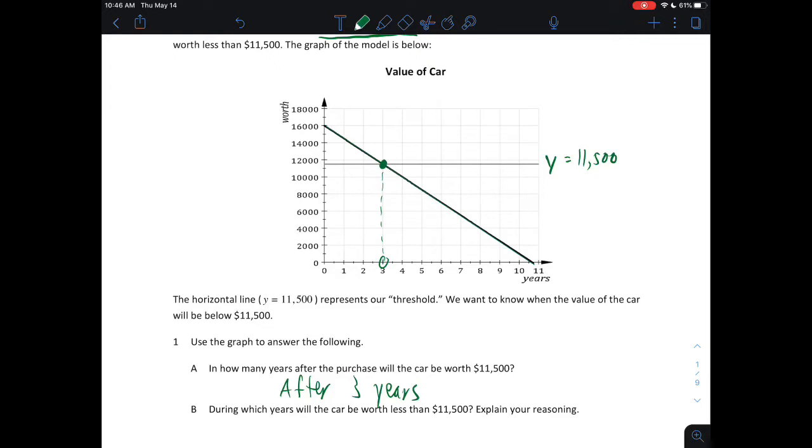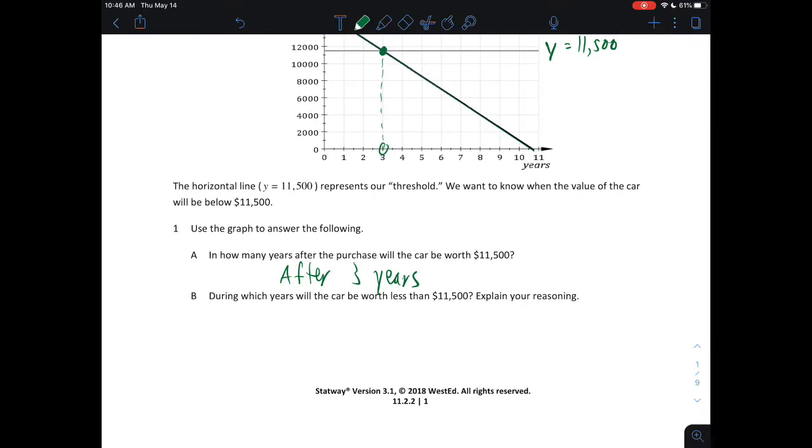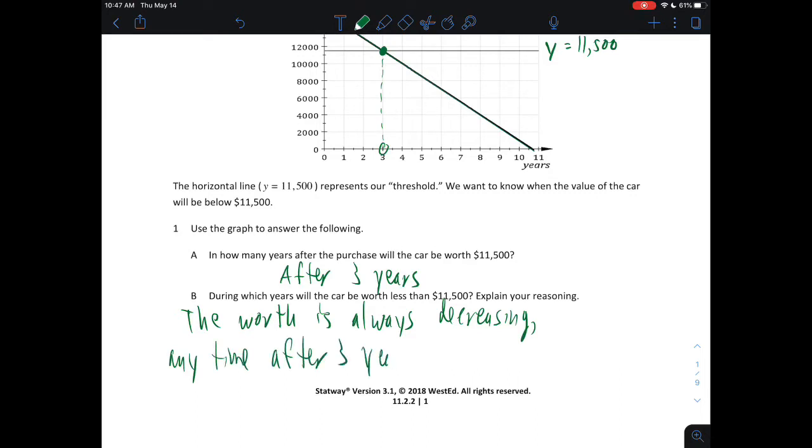We've seen how to do this before. We've used graphs to make estimations. We just did it again. Part B. During which years will the car be worth less than 11,500? Well, the moment that 3 years has passed, it's worth $11,500. And then any time after that, the car will be worth less. So the car's price is always decreasing, or the worth is always decreasing. So anytime after 3 years, the car will be worth less than 11,500.